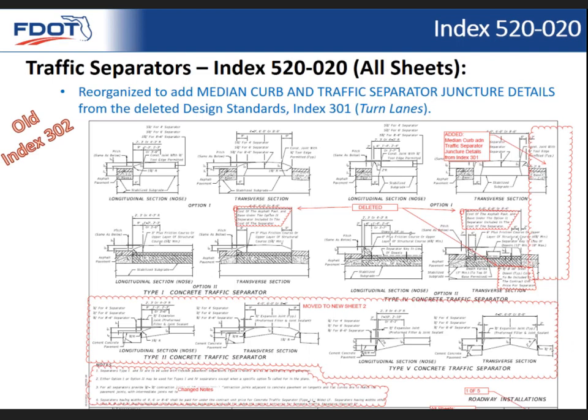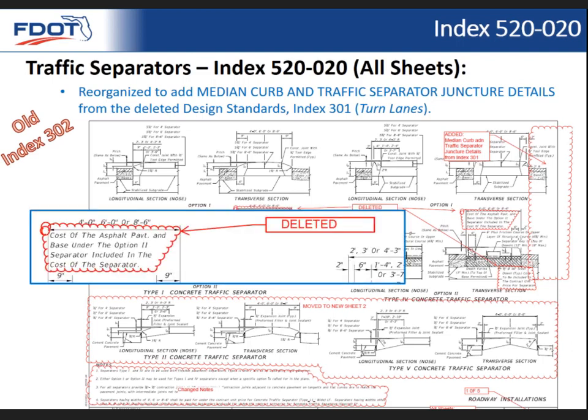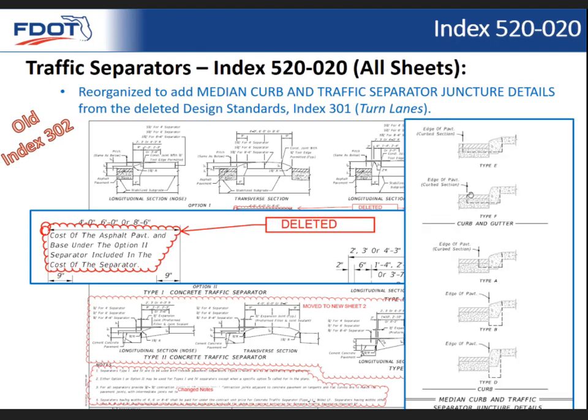Not sure why it was located on that index to begin with, but since that design guidance that was on that turn lanes index was getting moved into the FDM, we took those details and moved them to 302. One thing we also did that I want to point out is that there was some information here about some pay item notes, and those notes will now have been deleted and will be moved into the specification going forward.